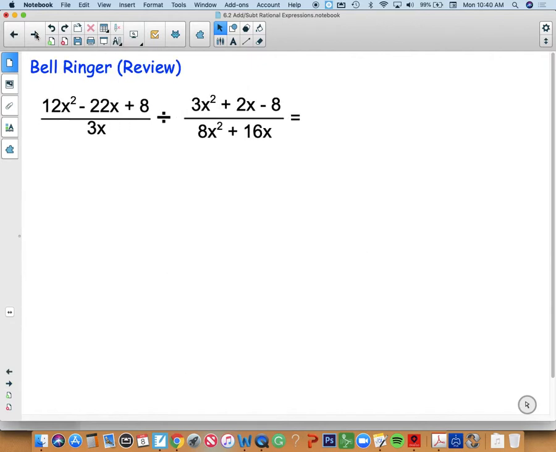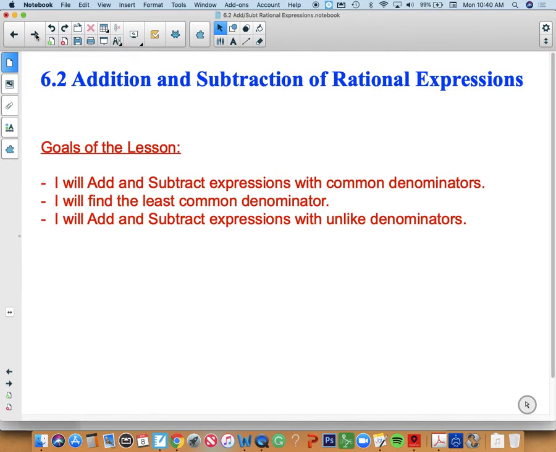Okay, so today's lesson, we're working more with rational expressions. So we did simplification, multiplication, and division. Now we're going to work on subtraction and addition. We're going to be able to add and subtract with common denominators, find the least common denominator, and then we're going to add and subtract expressions with unlike denominators.